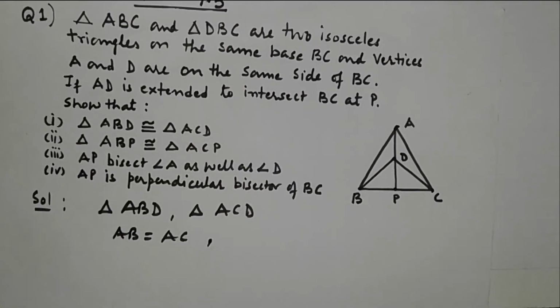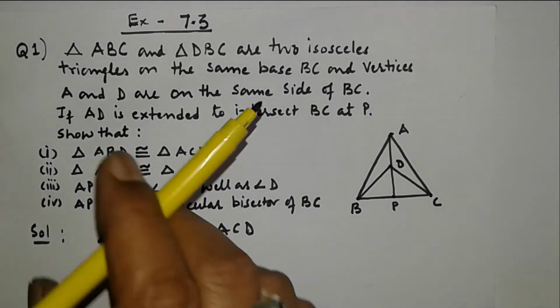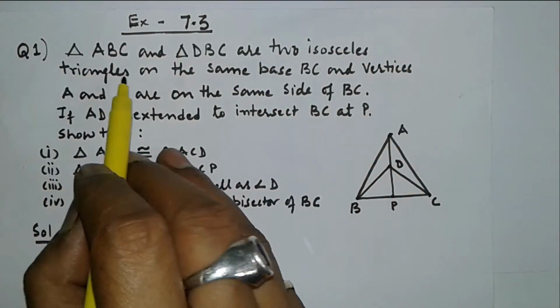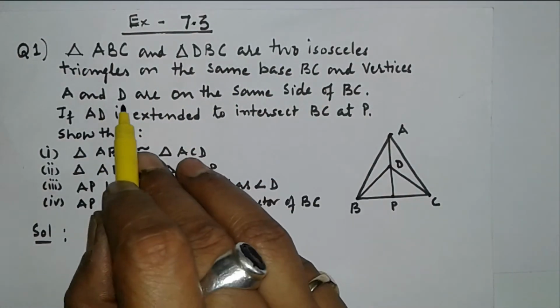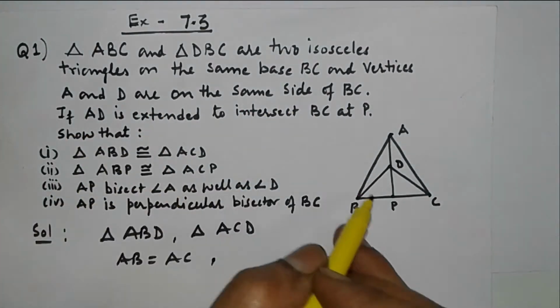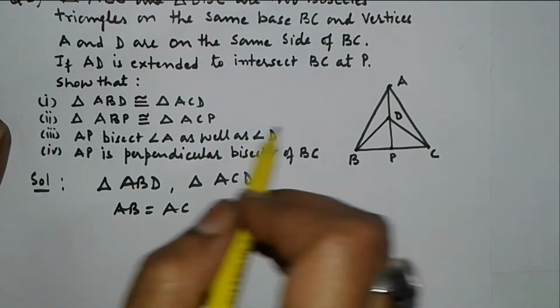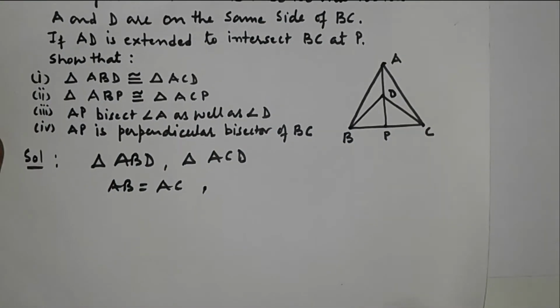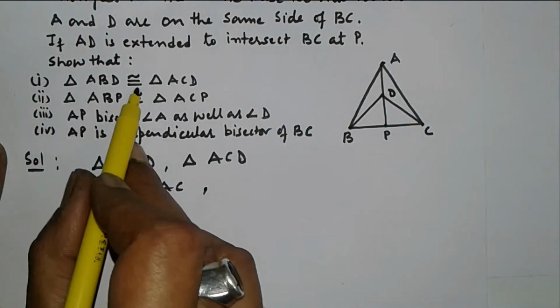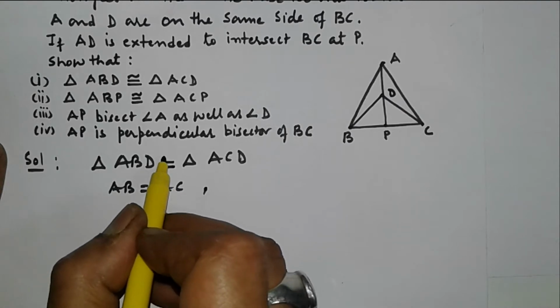Student, today we'll take some questions from exercise 7.3, and the first question is: if ABC and DBC are two isosceles triangles on the same base BC, and vertices A and D are on the same side of BC, if AD is extended to intersect BC at point P, we have to prove these four things. First, we have to prove that triangle ABD is congruent to triangle ACD.